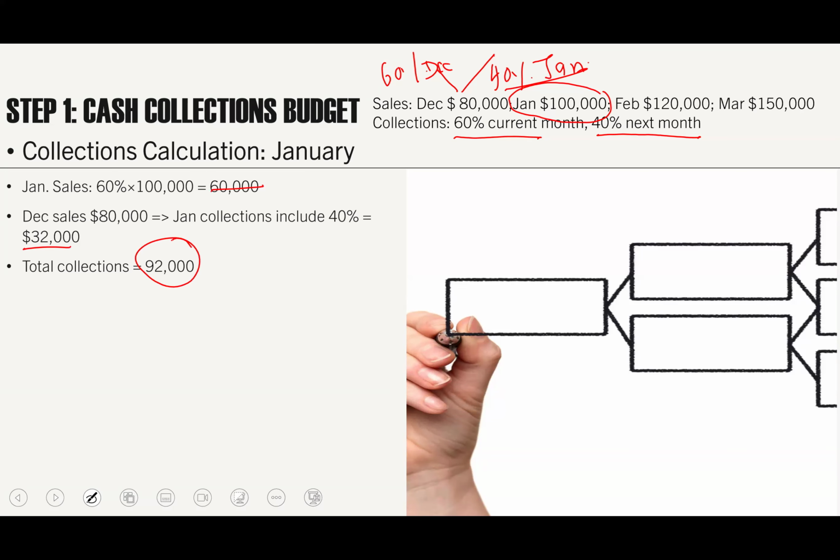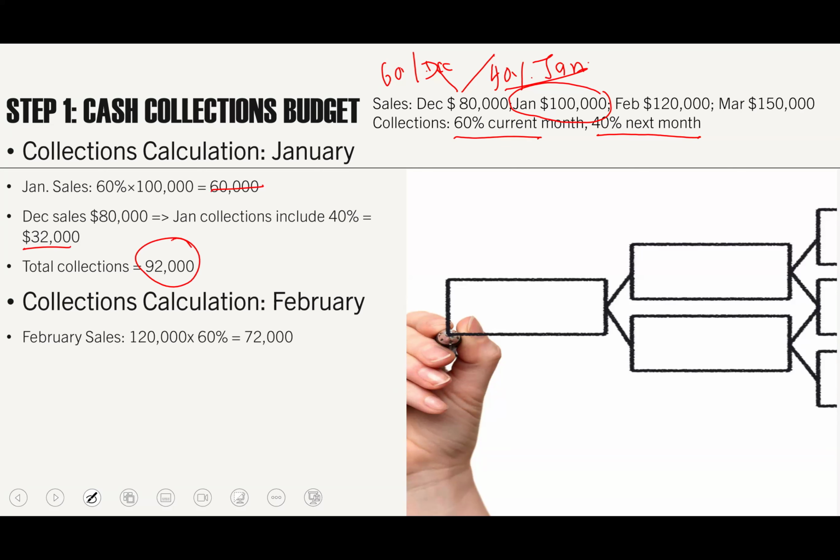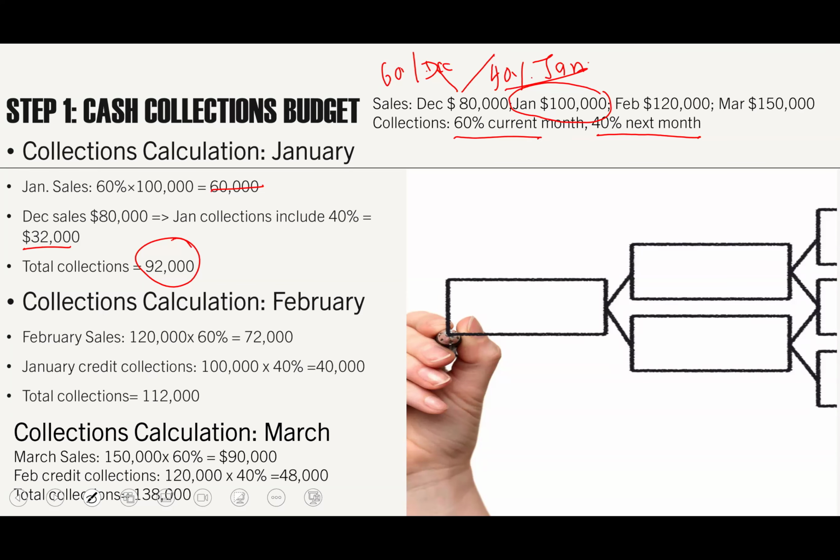What do you think would be the cash collection for February and March? You can stop the video and you can try to calculate it before you look at it. But here it is. For February, we'll have 60% of February and 40% of January. So whatever we had not collected in January, we are going to collect in February. So 72 plus 40 will give us 112. Similarly, in the month of March, we will have 60% of March sales and 40% of February, combining them to be 90 plus 48 equal to 138,000 of March collection.